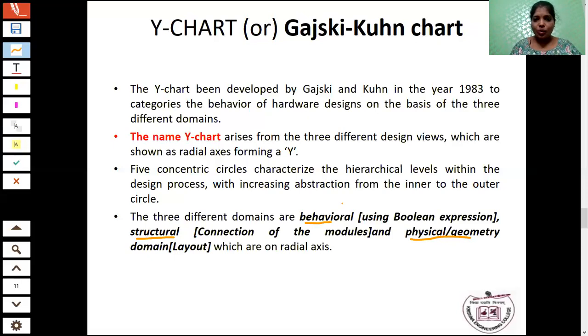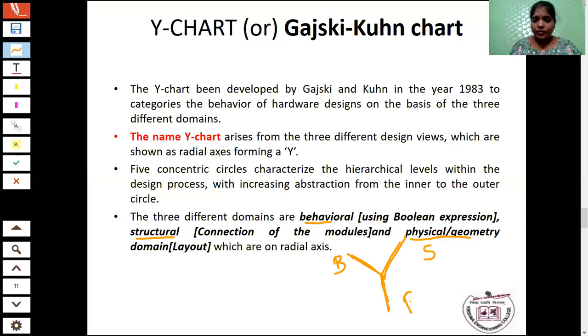Why it is called a Y chart is, here you consider the capital letter Y. So the Y has three axes. You can see these are the three axes of Y. Three radial axes are there. On each radial axis we are going to mention the different domains. For example, here I am representing this axis as behavioral, this axis as structural, and this third axis as the physical domain.